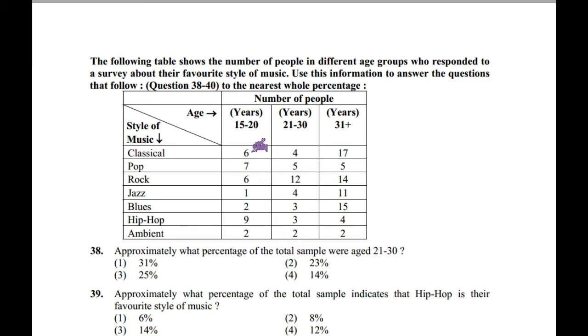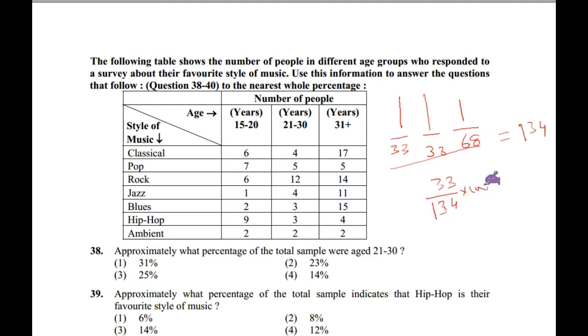To solve this problem, we need to calculate the sum of each column. The sum of the first column comes to 33, the second column again 33, and the third column 68. The question asks for the percentage of the total sample aged 21 to 30, and the total is 134. So question 38 can be calculated as 33 divided by 134 into 100%, which comes to approximately 25%. So the third one is the correct option.